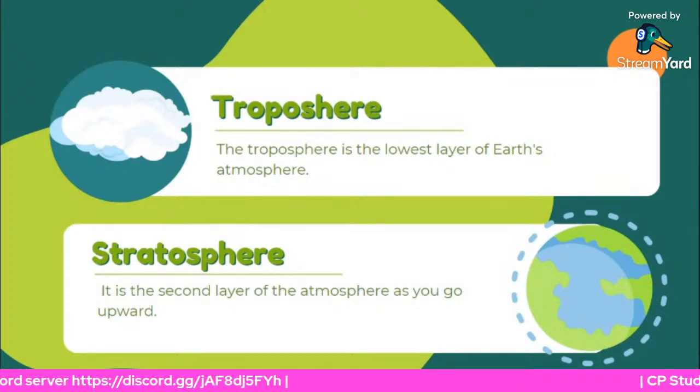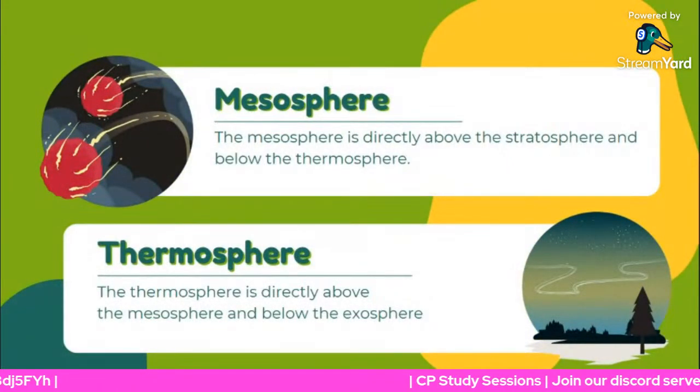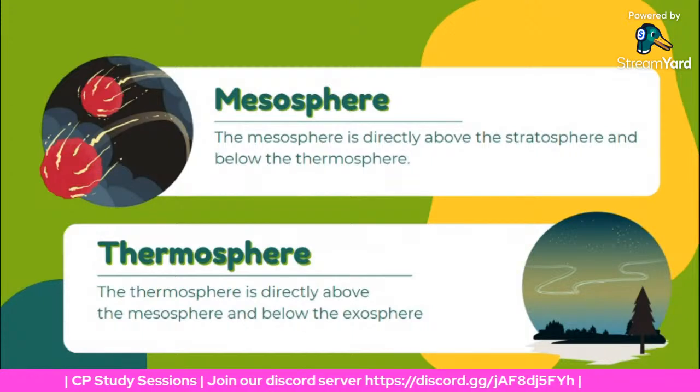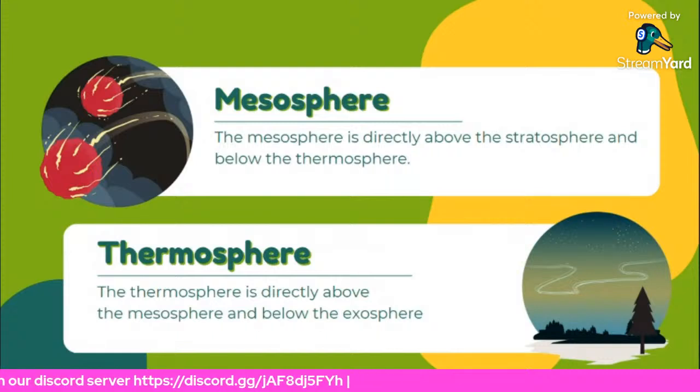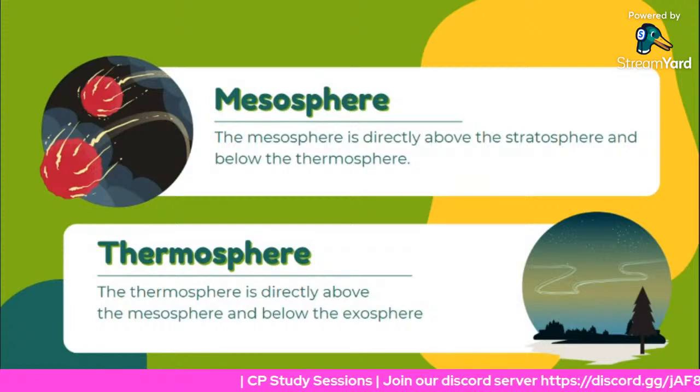Let's now proceed to the third one, which is the mesosphere. The mesosphere is directly above the stratosphere and below the thermosphere. It extends from about 50 to 85 kilometers or 31 to 53 miles above our planet. Temperature decreases with height throughout the mesosphere.